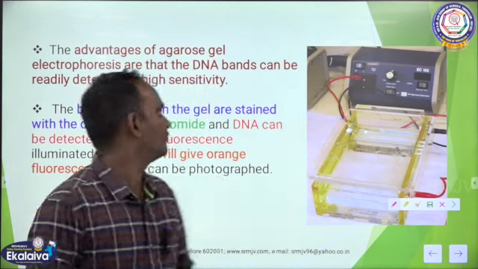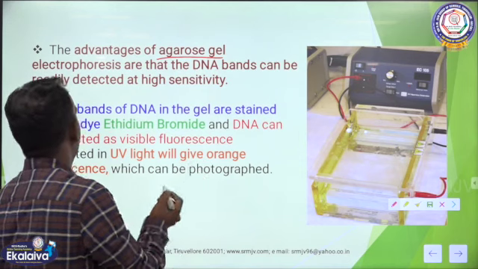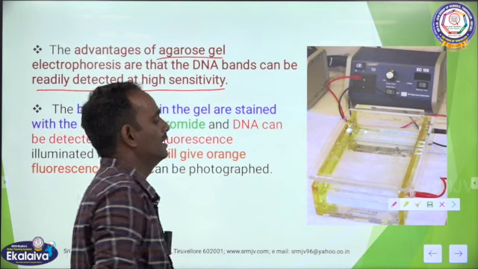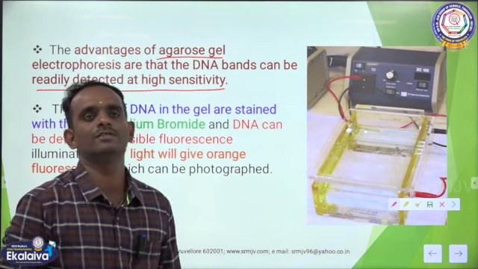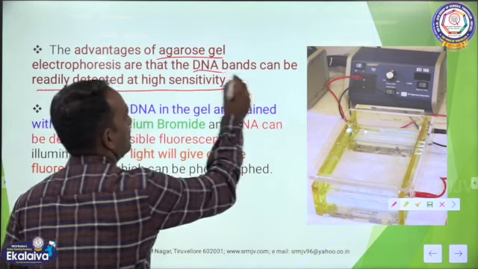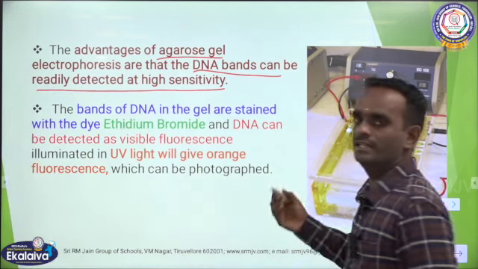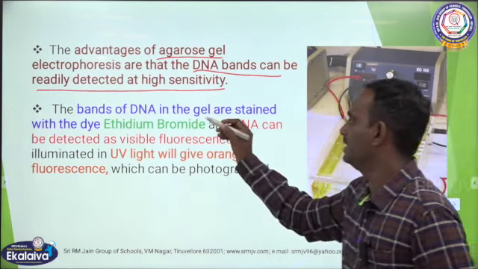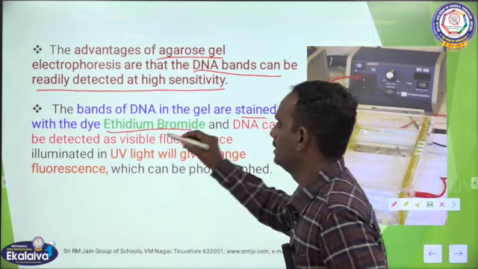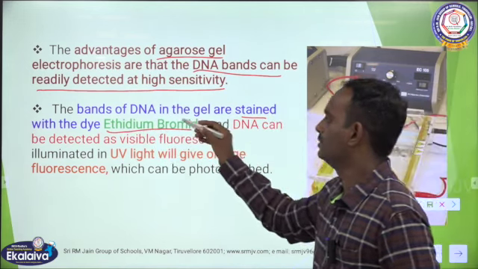The advantage of agarose gel electrophoresis is that the DNA bands can be readily detected at high sensitivity. See the picture here, this is the apparatus used for agarose gel electrophoresis. The main advantage is we are able to detect the DNA bands with high sensitivity, and the bands of DNA in the gel are stained with a dye, very important, one more question, ethidium bromide. Just using this dye we are able to stain.